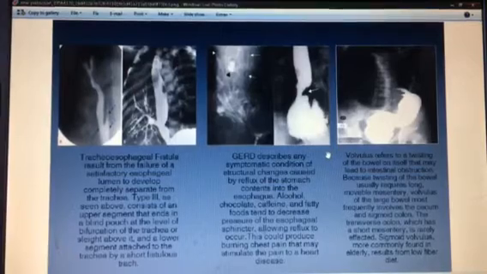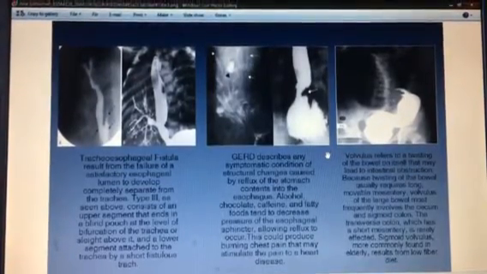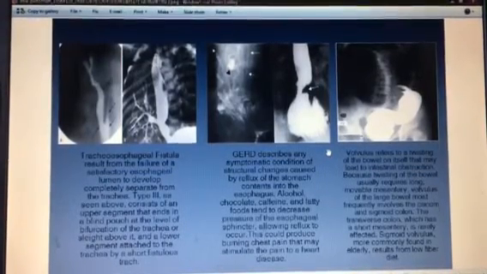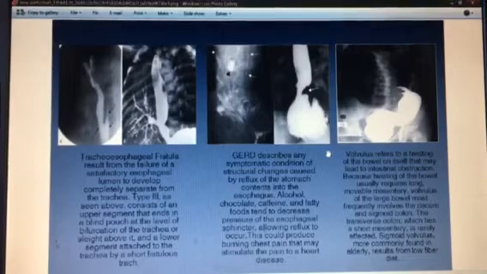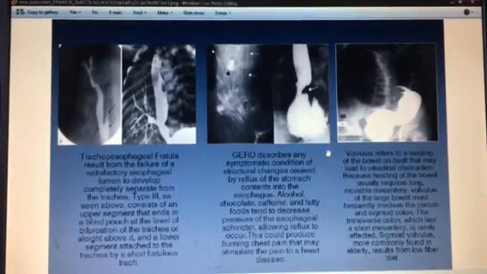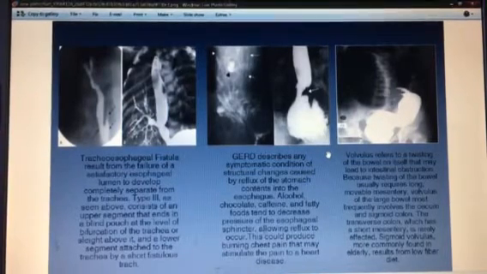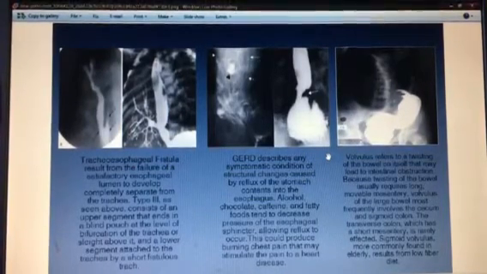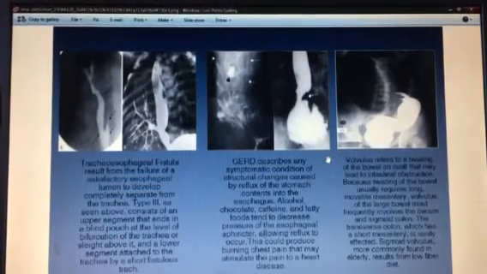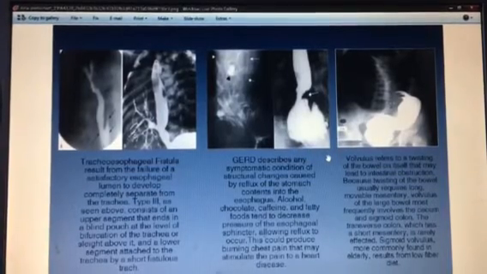Gastroesophageal reflux disease describes any symptomatic condition or structural changes caused by reflux of the stomach contents into the esophagus. Alcohol, chocolate, caffeine, and fatty foods tend to decrease the pressure of the esophageal sphincter, allowing reflux to occur. Regardless of the cause, it produces burning chest pain that may simulate heart disease. Reflux esophagitis develops when the lower esophageal sphincter fails to act as an effective barrier to the entry of gastric acid and contents into the distal esophagus.